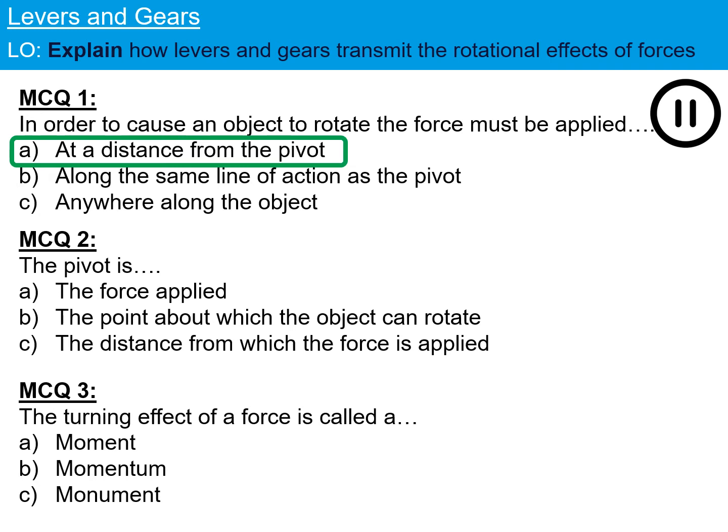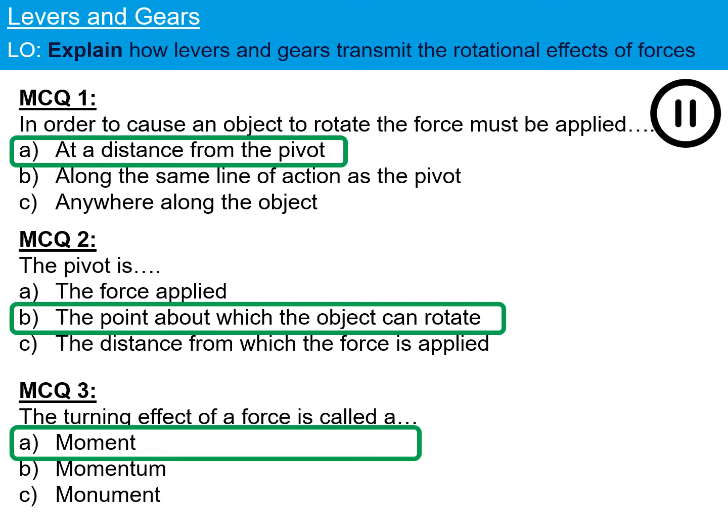Question 2, the pivot is the point about which the object can rotate. And finally, question 3, the turning effect of a force is called a moment. Really important, we never get moment and momentum mixed up in physics.